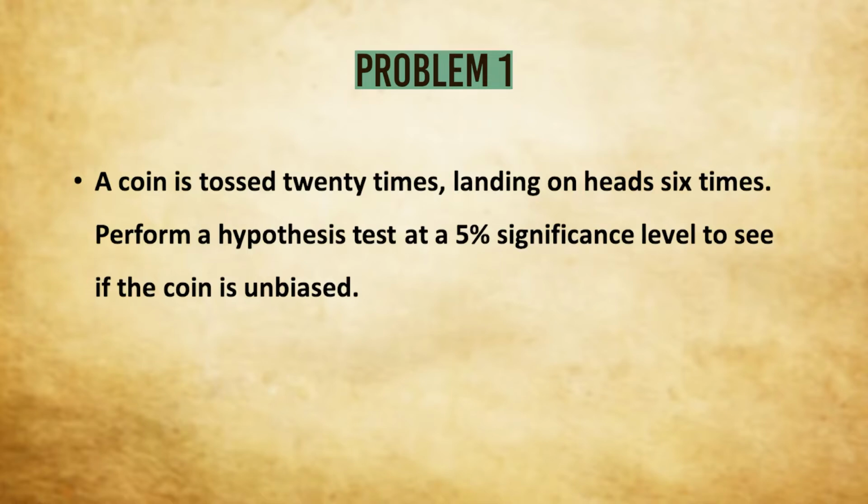So that means if p is the probability of getting head in a single toss, then we are going to test whether p is equal to half against p is not equal to half. What sample do we have? We have tossed the coin 20 times. And we know that heads have been obtained 6 times. And the level of significance will be 0.05, as we are asked to test at 5% level.